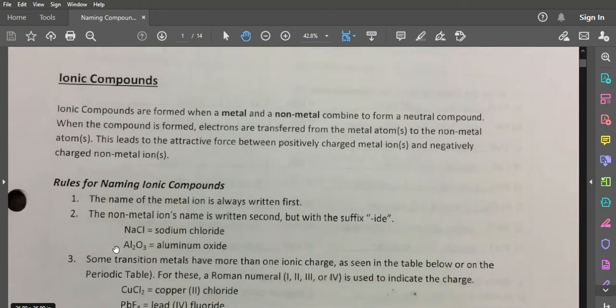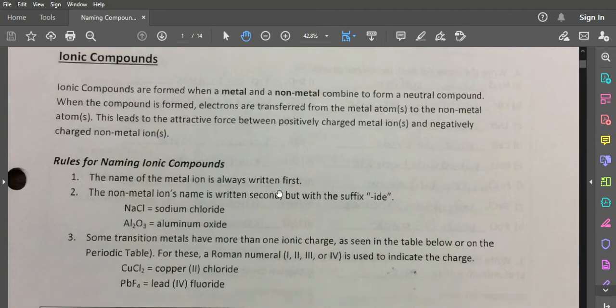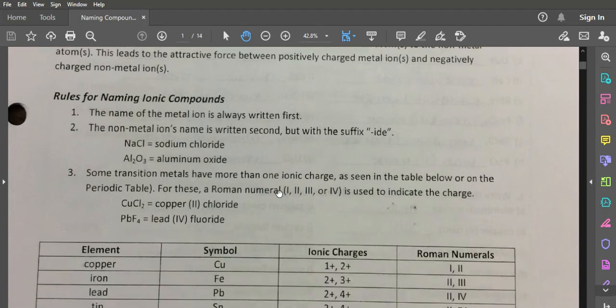So ionic compounds, what they pretty much are, is when a metal and a non-metal combine to form something neutral. So the way that happens is that the metal is going to give some electrons to the non-metal, and this will lead to an attractive force between the 2 or more atoms involved in this bond. So that's a very brief explanation of what ionic compounds are. Let's figure out how to actually name them. So the rules for doing that.